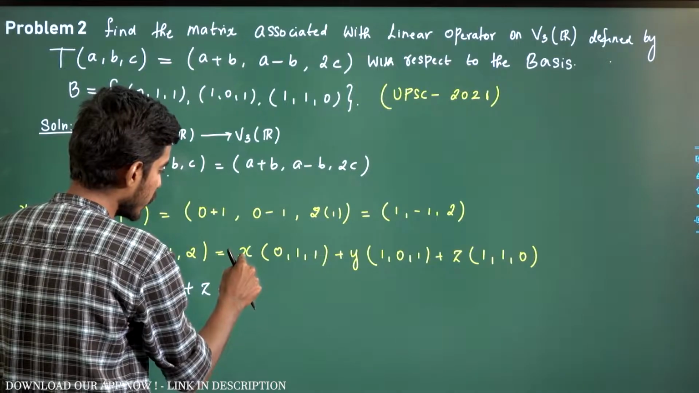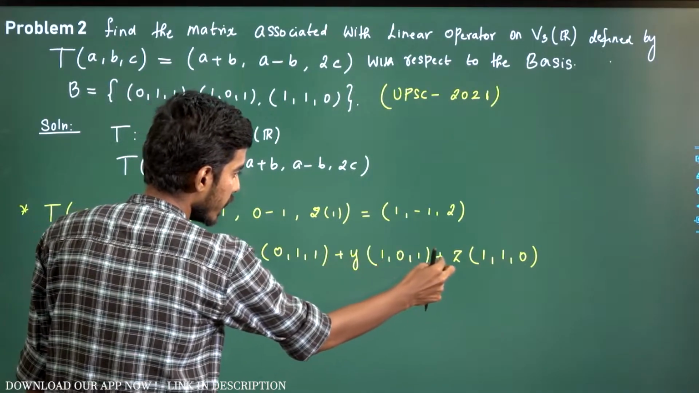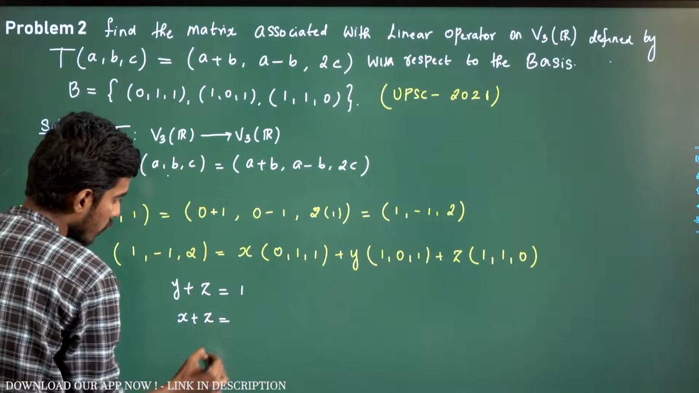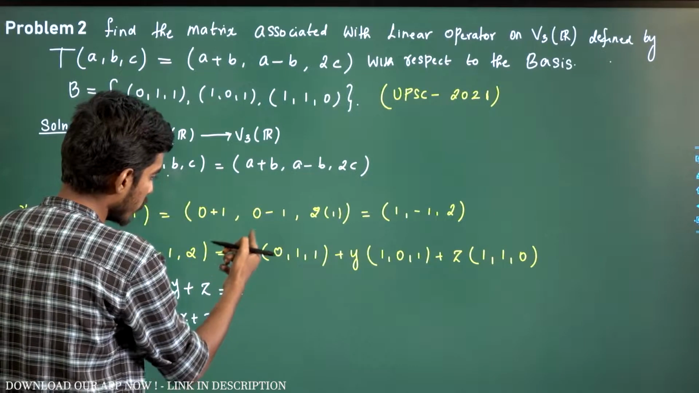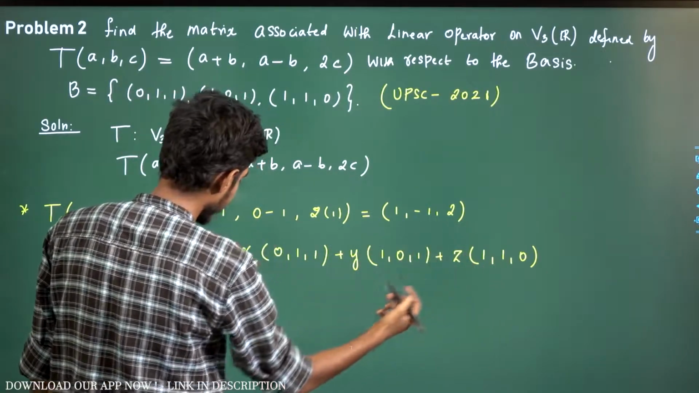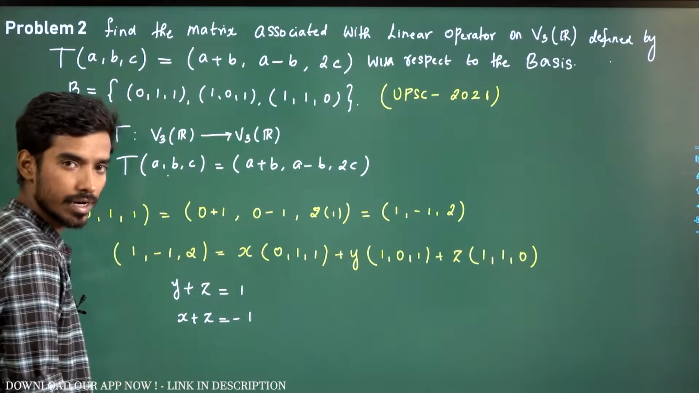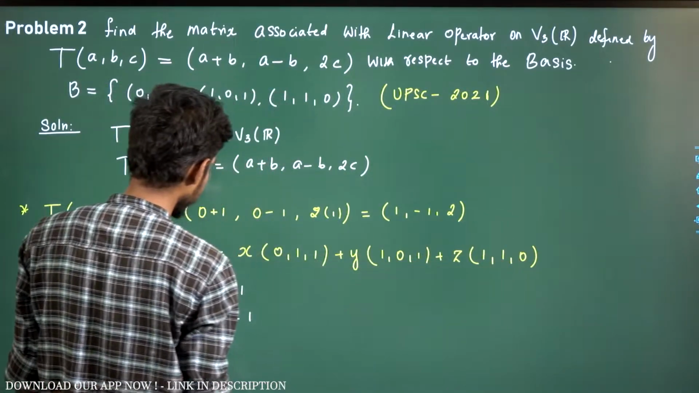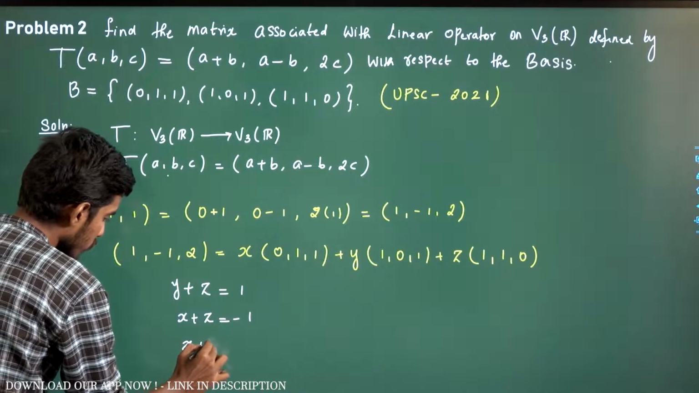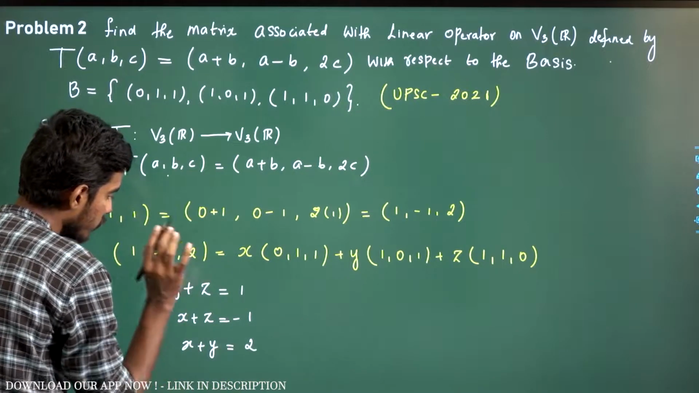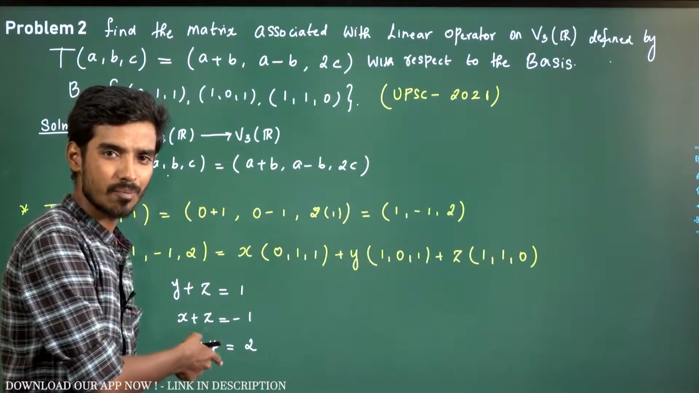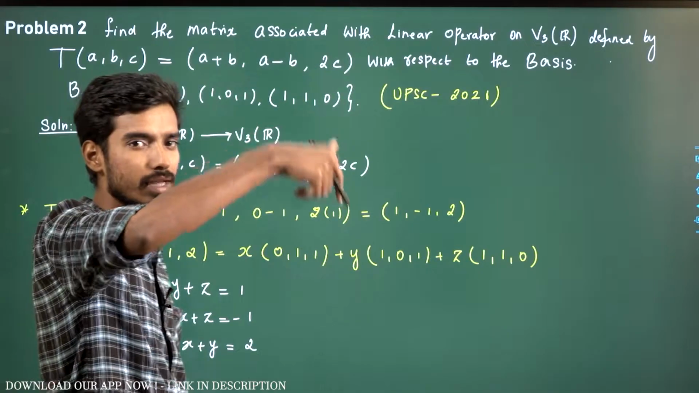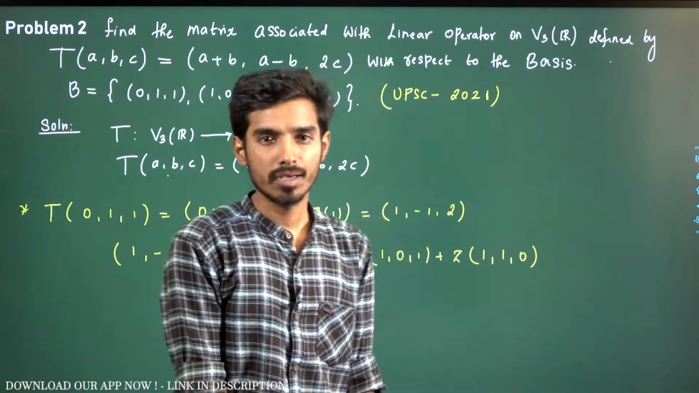Now what will be the second equation? x plus 0y plus z is equal to minus 1, so x plus z is equal to minus 1. The third: x plus y plus 0z is equal to 2, so x plus y is equal to 2. You need to solve these equations, find x, y, z, and substitute back to check that it satisfies. That x, y, z will be the first column in the required matrix.